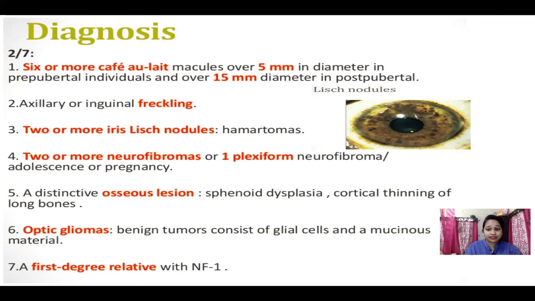Yeah, you students who are doing MCQ know that this comes repeatedly, Lisch nodule is found in neurofibromatosis, and it is one of the characteristics for diagnosing this disease. All right. 2 or more neurofibromas or one plexiform neurofibroma in adolescence or pregnancy can be found. Other points like it's affecting the multi-system, so in long bones the cortical thinning is seen, and sphenoid dysplasia is also found. Optic gliomas are found there along with a first degree relative with neurofibromatosis 1.